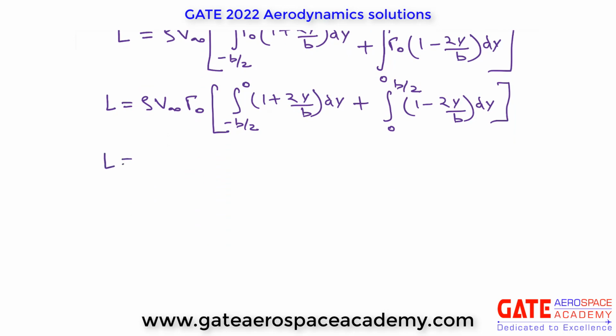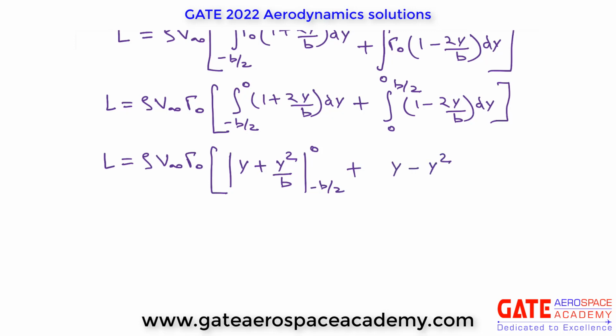So lift is equal to rho V infinity gamma naught bracket, integration of 1 is y, plus y square by 2. So 2 and 2 will get cancelled out. So it will be y square by b, limit minus b by 2 to 0, plus integration of 1 again y minus y square by b, limit 0 to b by 2, bracket close.